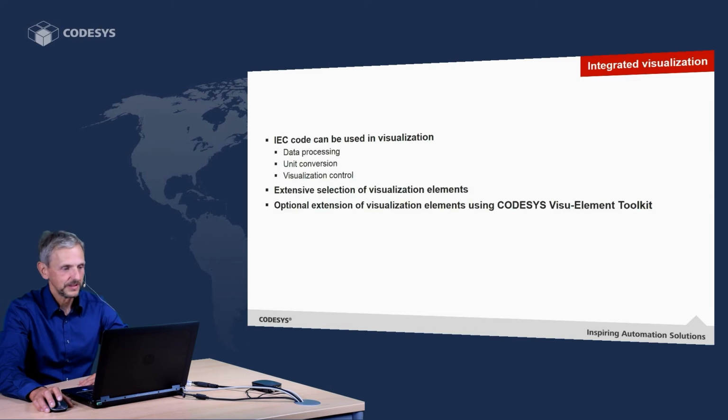IEC could be used in visualization, for example, close to widgets or around widgets, I would say, or in the implementation of widgets. So for data processing or unit conversion, or simply for visualization control. There is an extensive selection of visualization elements in libraries available already, and also you could use the visual element toolkit to build your own visual elements or extend existing ones.